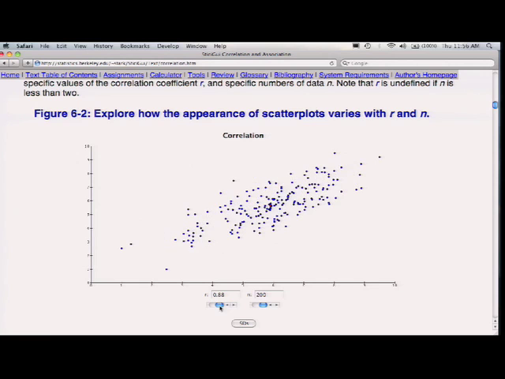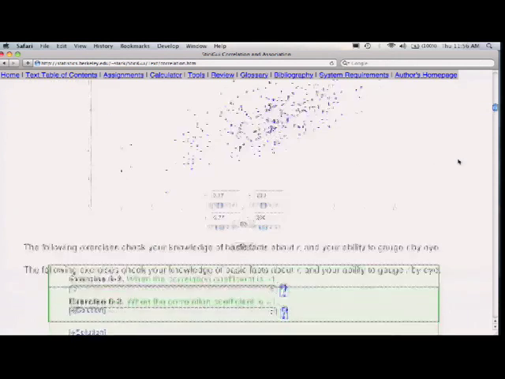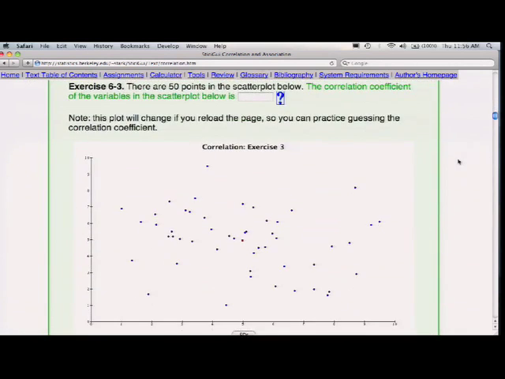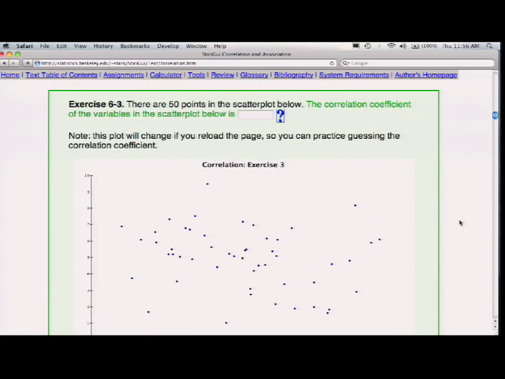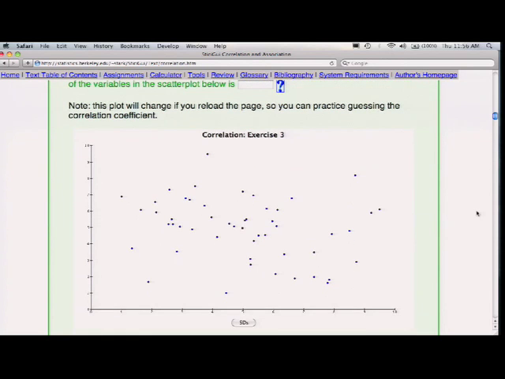All right, so let's start playing the guessing game. All right, there are 50 points in this scatter plot. Let me make this just slightly smaller, if I can. All right, I can't quite. All right, 50 points. What would you guess the correlation coefficient to be? Okay, bigger than 0, less than 0. Less than 0. Okay. Generally, there's a downward trend.